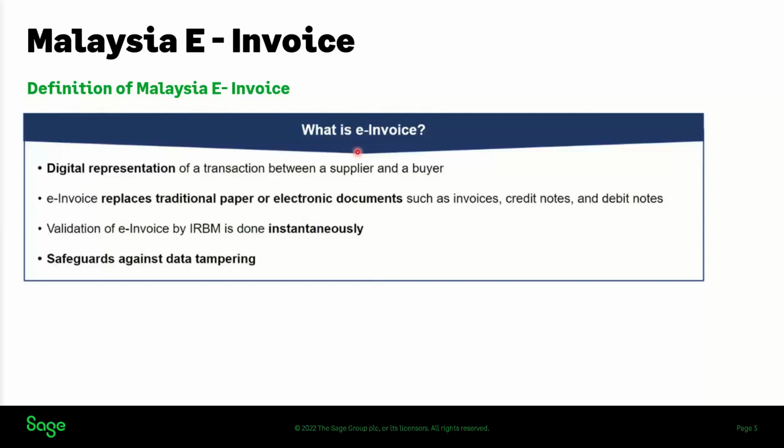According to LHDN, an e-invoice is a digital representation of a transaction between a supplier and a buyer. In your current normal business process, you create an invoice in the Sage 300 AR module or OE module. After you have posted your invoice, you send it to your customer via email or attachment for their approval.